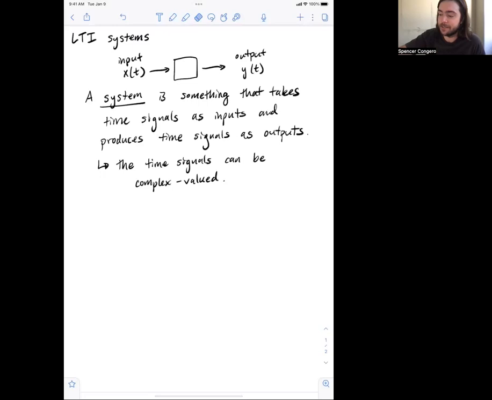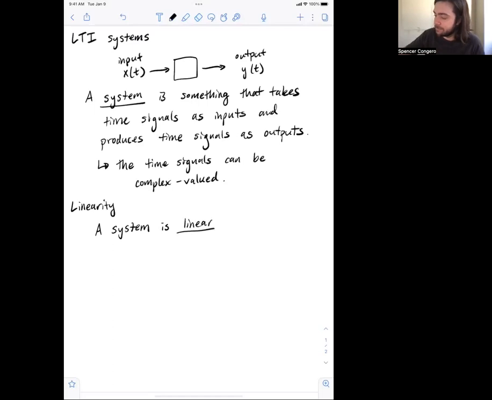Okay, so there's three letters, but it's really only two properties. So let's look at the first one. That's linearity. This is a property of a system. Sometimes students get confused and think linearity might apply to a time signal. It doesn't. It applies to a system. So a system is linear.